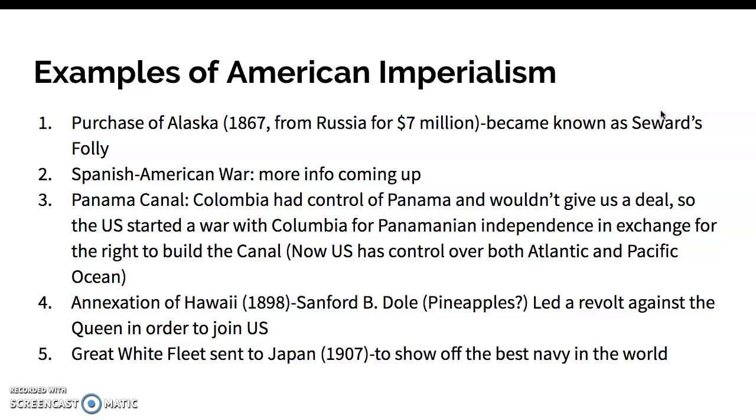However, 30 years later, they discover the richest supply of oil in North America there. Who's laughing now? So it ended up being a really good thing. Good job, Seward. Number 2, the Spanish-American War. We got more information on that coming up.